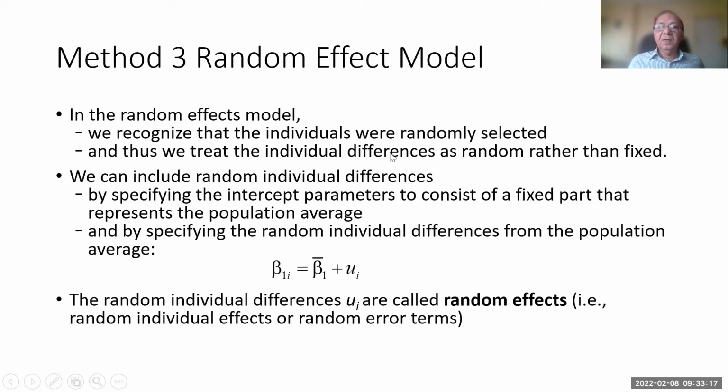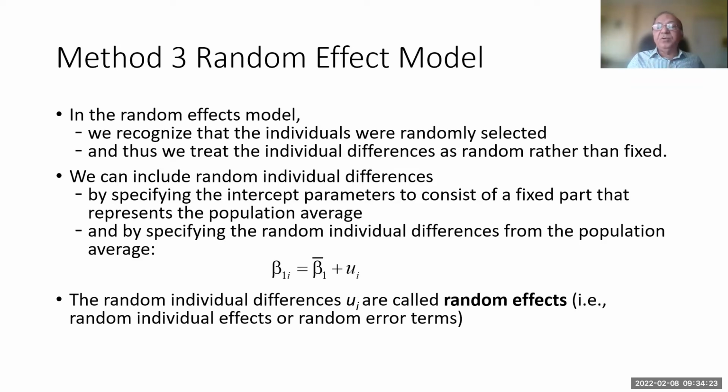Method 3, the random effect model. In the random effect model, the assumption is we are not selecting all the states, or all the companies, or all the individuals. We have selected individuals randomly, or states randomly. So that randomness should come in the model. In the random effects model, we recognize that individuals were randomly selected, and thus we treat the individual differences as random rather than fixed. Because these companies and states which we have selected are random, we tell the system we have not selected them all, we have selected randomly.